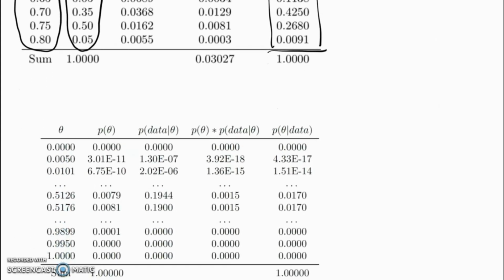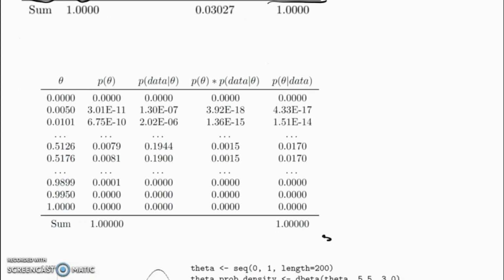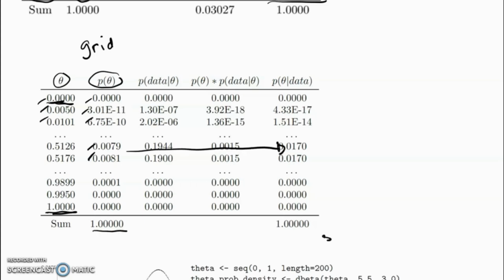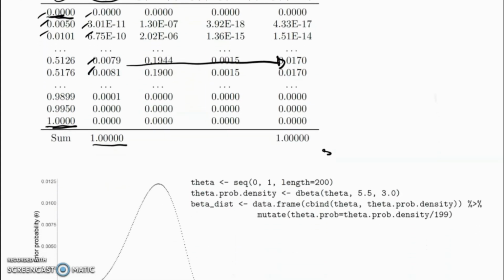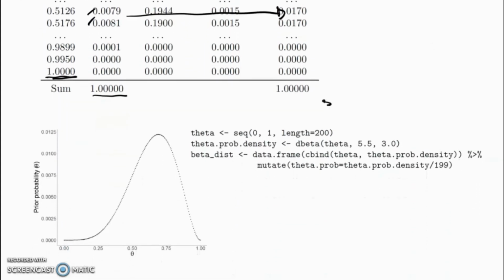So now what I want to do is create a very fine grid of theta values that go all the way from 0 to 1.0. And then I want to assign prior probabilities to each one of those values of theta, nice probabilities that sum to 1.0, collect the data, and then repeat the process. So here's some code that's going to help me do that.